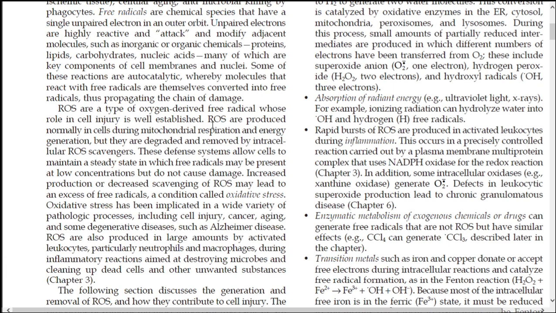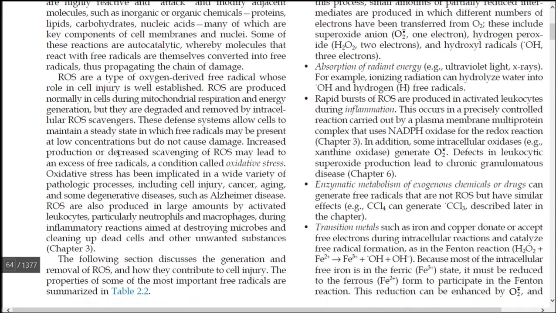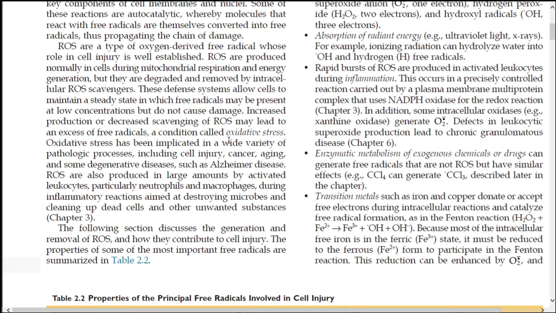So, ROS, reactive oxygen species, are usually produced in cells during mitochondrial respiration and energy generation, but they are degraded by ROS scavengers, as the name indicates. So, this defense system will allow the cells to maintain a steady state in which free radicals may be present at low concentration. So, we want free radicals to be present at low concentrations, so that they do not cause any damage to the cell. For that, we need ROS scavengers.